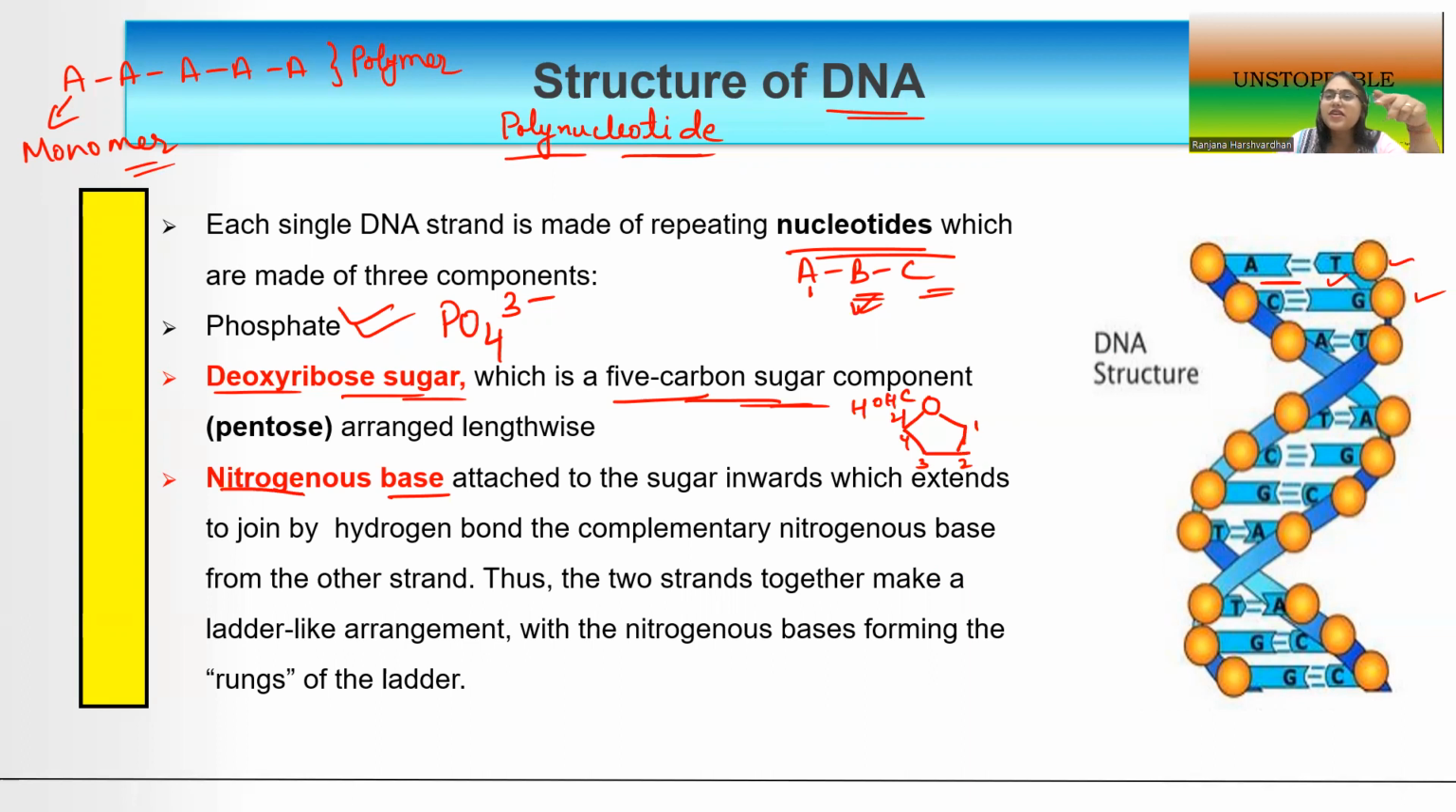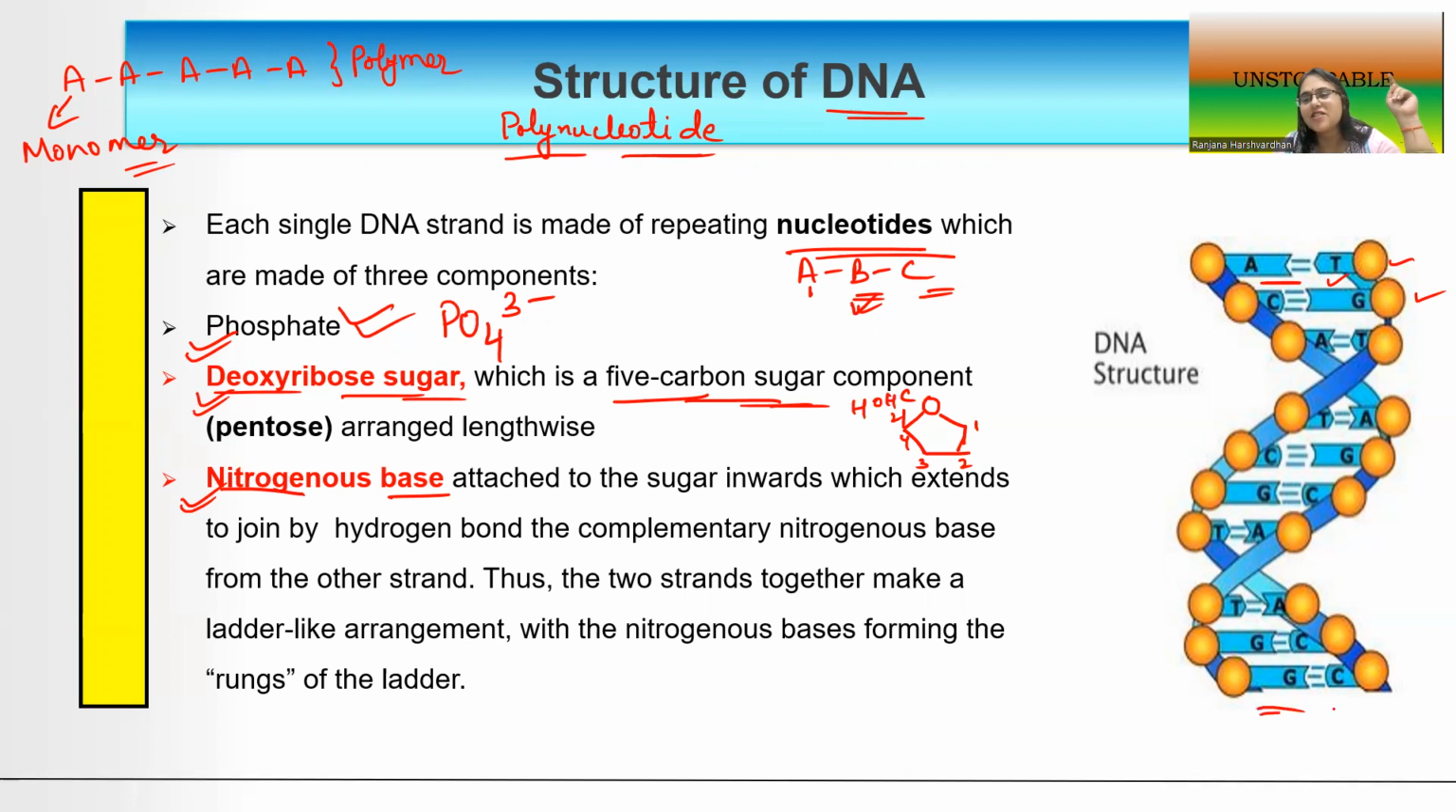So these 3 things make up one monomer, or one nucleotide, of the DNA. What makes one nucleotide of DNA? Once again, a phosphate. Then a sugar, which is deoxyribose sugar. And the third part is a base which has nitrogen in it. So it's a nitrogenous base.